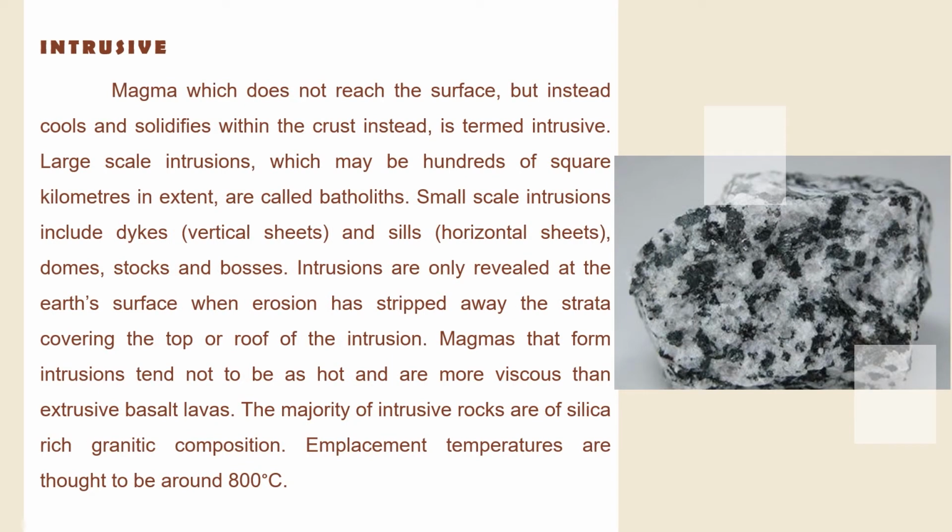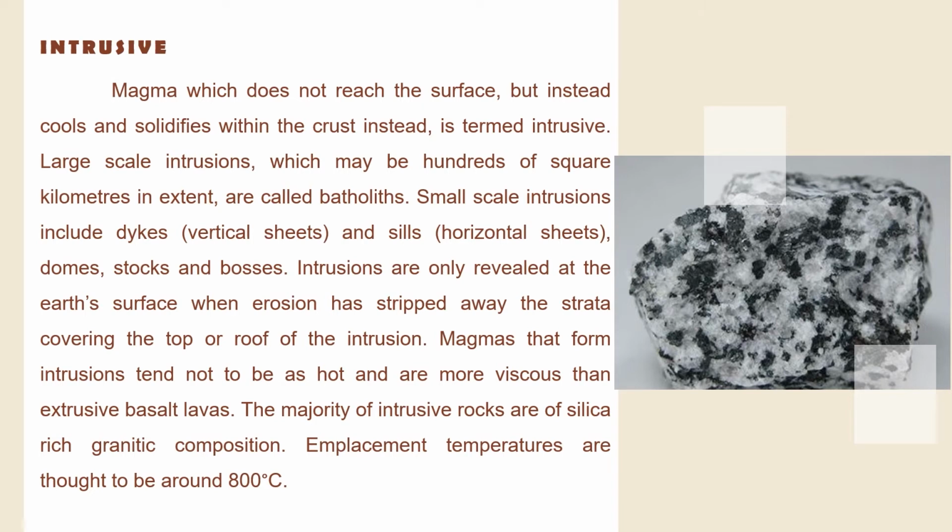Intrusive. Magma which does not reach the surface but instead cools and solidifies within the crust is termed intrusive. Large-scale intrusions, which may be hundreds of square kilometers in extent, are called batholiths. Small-scale intrusions include dikes and sills, domes, stocks, and bosses.